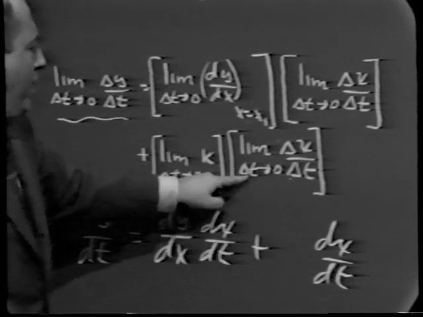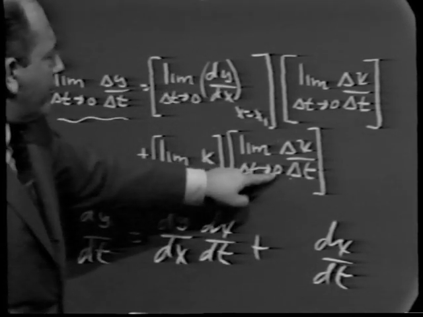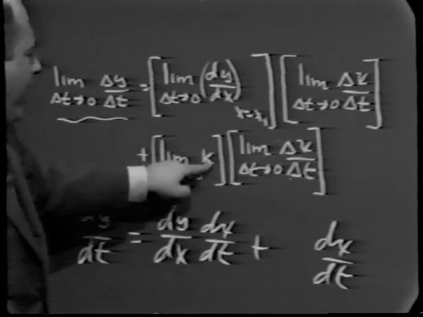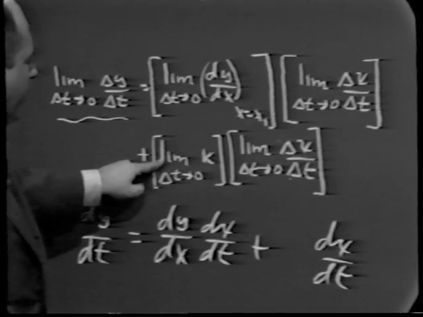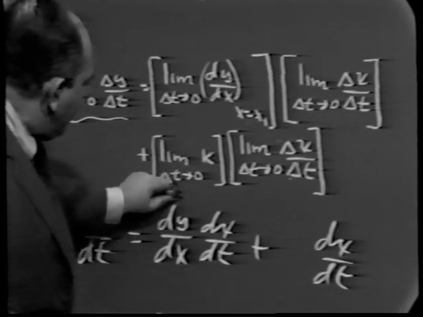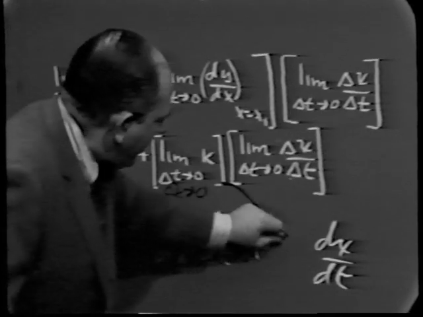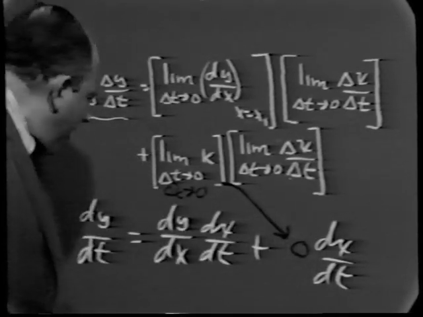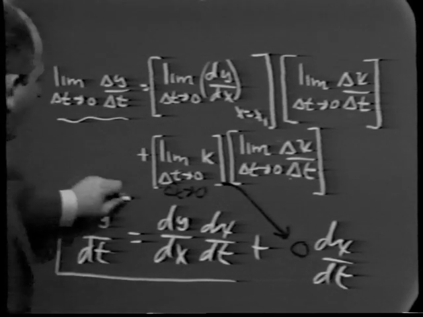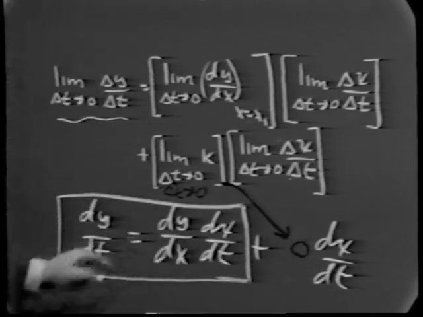The important point is what? That as delta t approaches 0, so does delta x. And what property does k have? k has the property that the limit of k as delta x approaches 0 is 0 itself. In other words, the topic that we'll be talking about in our next lecture concerns this recipe.